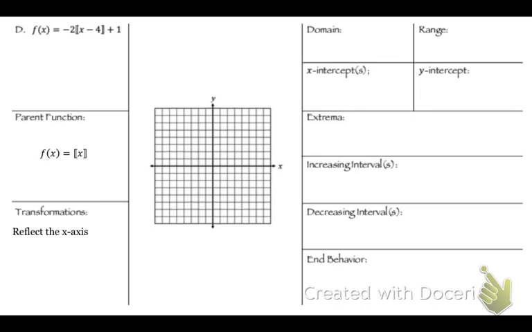So let's look and see what this is doing. It's reflecting over the x-axis, so it's flipping. It's vertically stretching by 2. It's going to go right 4 and up 1.